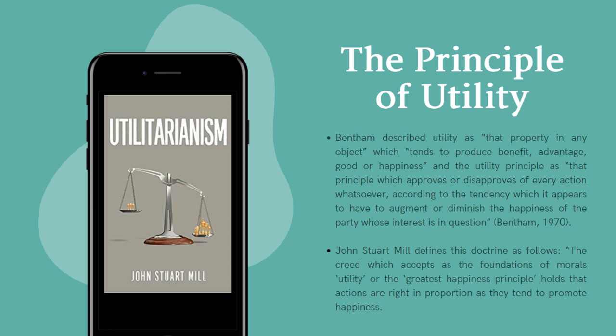Likewise, John Stuart Mill defines this doctrine as follows: the creed, which accepts as the foundation of morals, utility or the greatest happiness principle, holds that actions are right in proportion as they tend to promote happiness. So, by happiness is intended pleasure and the absence of pain. By unhappiness, pain and the privation of pleasure.